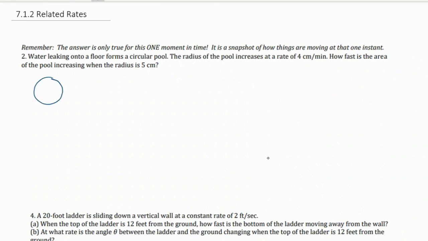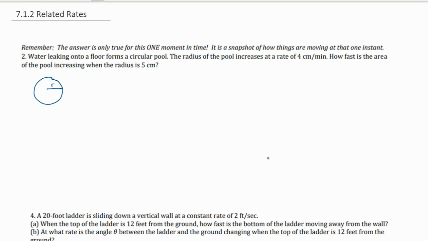So we have a circle. I want to label my circle with a radius of r. Now notice that I'm not labeling the radius with an actual number because the radius is increasing. If something is changing as time goes on, you are not allowed to mark it with a number. You have to mark it with a variable, okay?